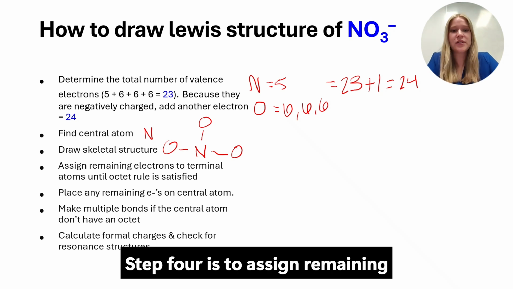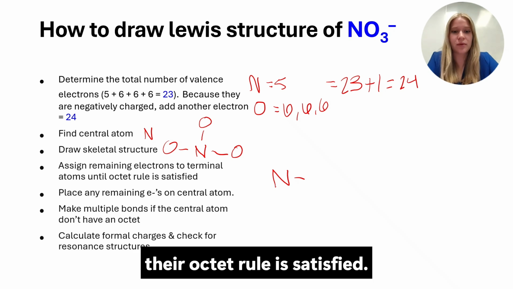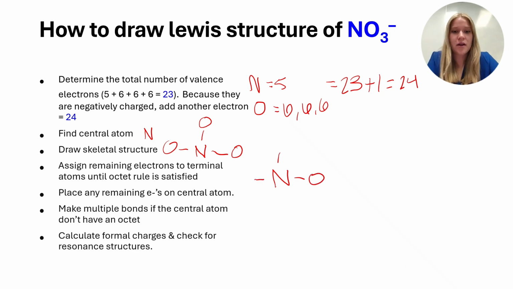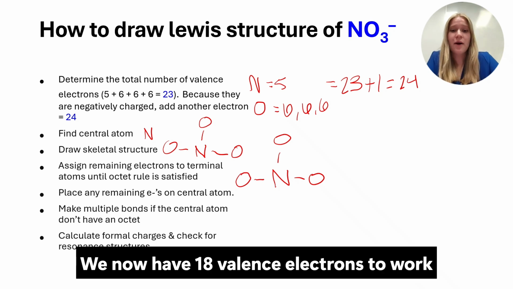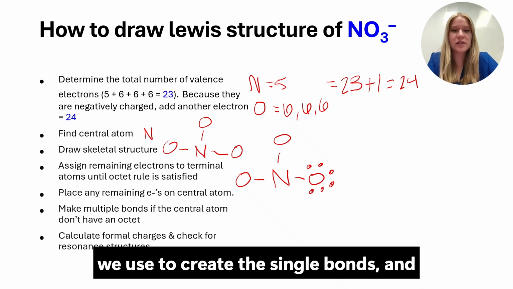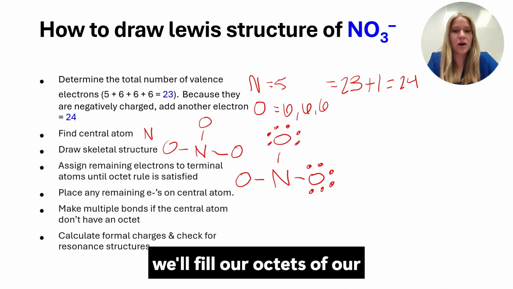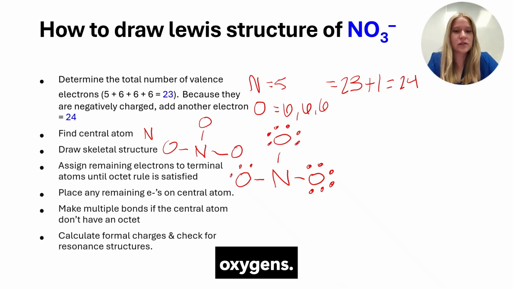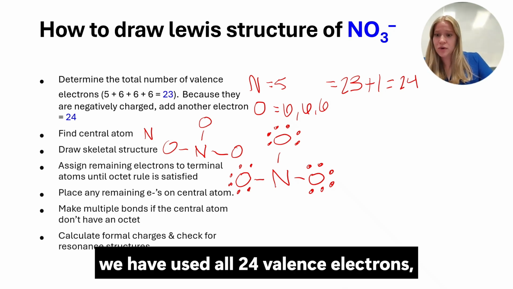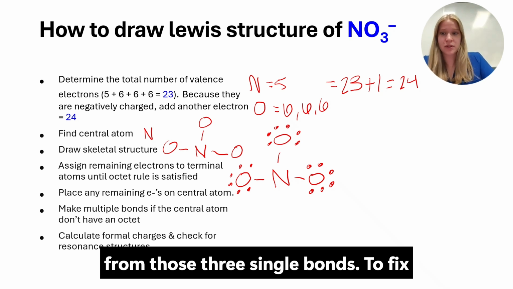Step 4 is to assign remaining electrons to terminal atoms until their octet rule is satisfied. We now have 18 valence electrons to work with, 24 minus the 6 that we used to create the single bonds, and we'll take those 18 electrons and fill the octets of our oxygens. We have used all 24 valence electrons, but the nitrogen only has 6 electrons from those 3 single bonds.